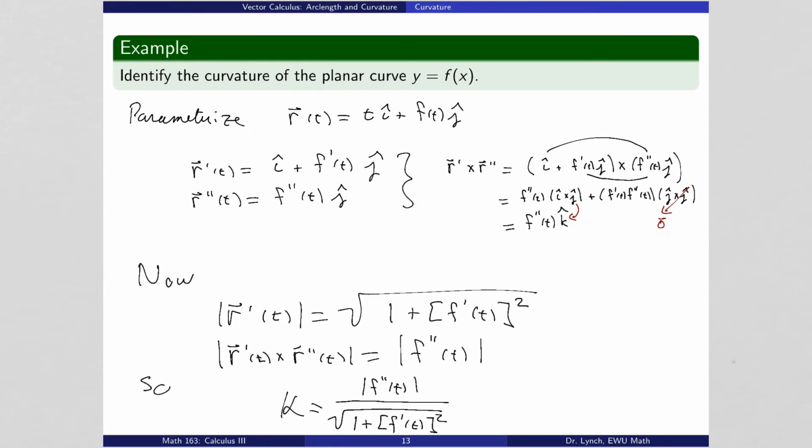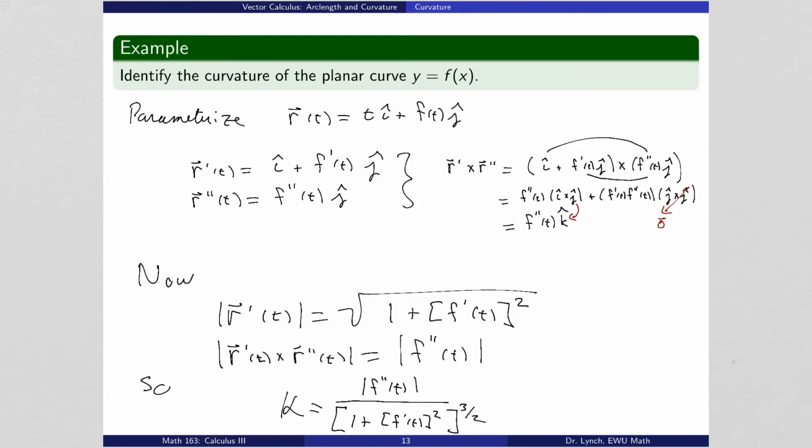So a quick computation gives us that the magnitude of R prime is this square root. The magnitude of R prime cross R double prime is just F double prime. And when you plug that into the expression on the previous page for the curvature, this gives us the expression you see here, F double prime divided by (1 plus F prime squared) all to the 3/2 power.